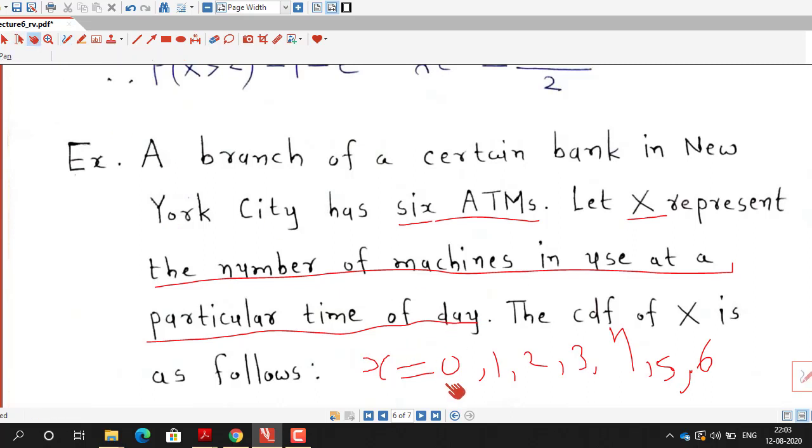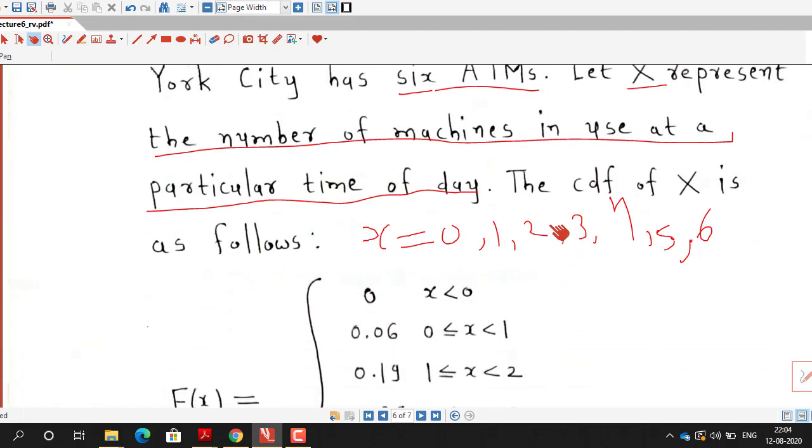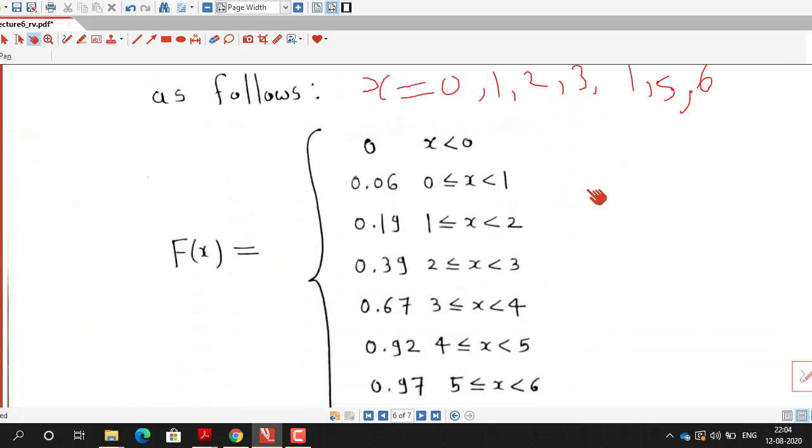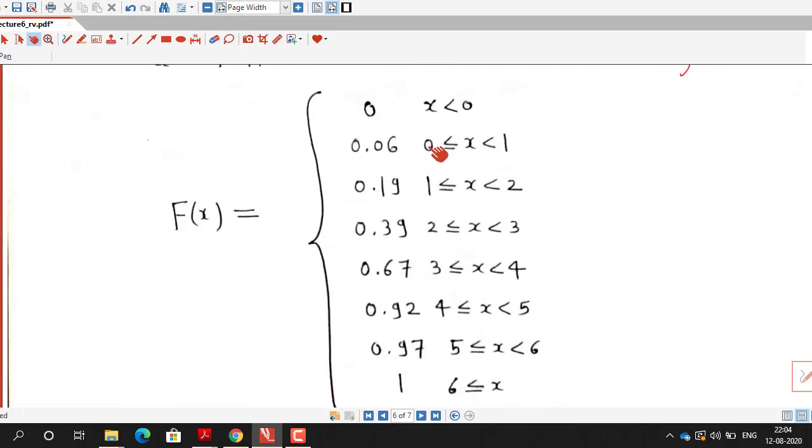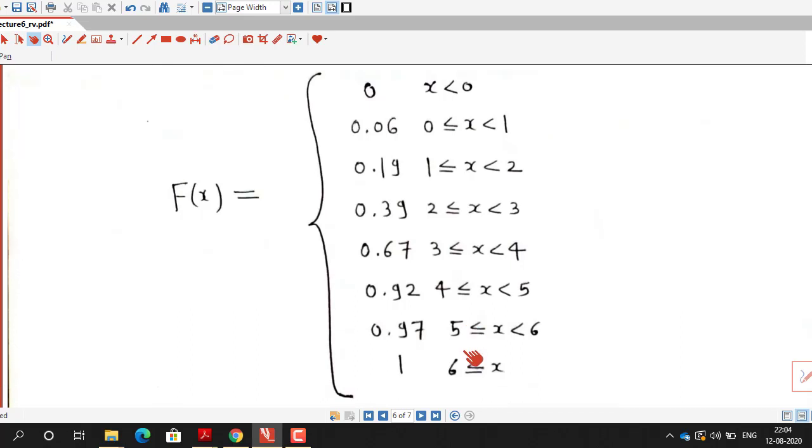So you must be able to decide whether you require it or not. You must be able to understand what is the range of the given discrete random variable x. Here the range consists of these 7 integer values, because there are 6 ATMs; these are the possible values of the number of machines in use at a particular time of day. Now what is given? The cumulative distribution function of capital X is given. So you can see there are 6 possible values: 0, 1, 2, 3, 4, 5 up to 6.